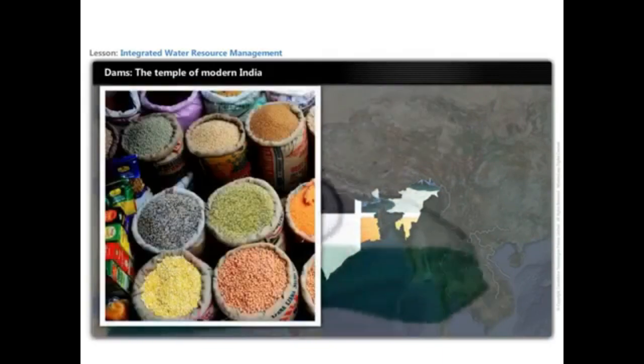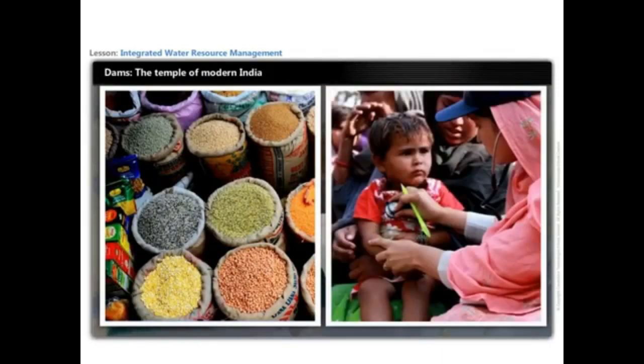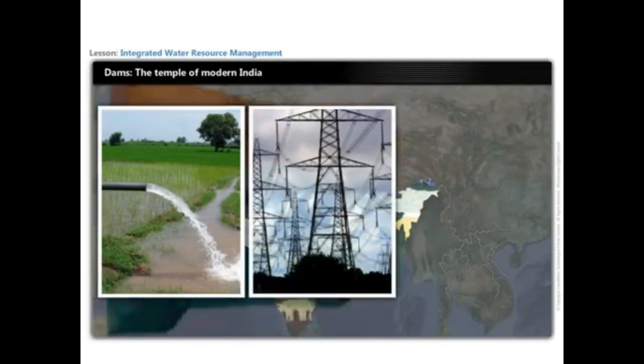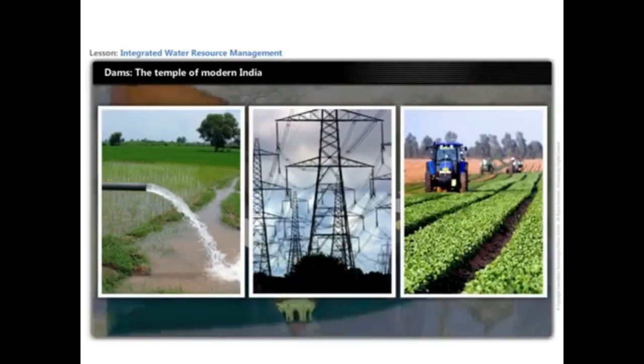After independence, the major objective of the government was to attain economic development and self-sufficiency in food grain and improve the quality of life. Why do you think our country was not having self-sufficiency in food production during that time? Lack of irrigation facilities, lack of power supply, lack of modern technology in agriculture were some of the challenges our country had to face during independence.